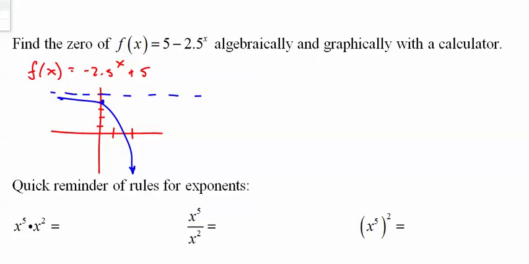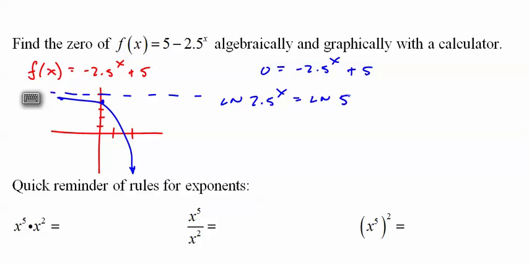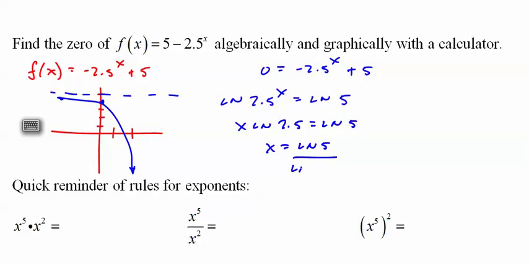We're going to get to logarithms eventually, so we might as well start now. 0 equals negative 2.5 to the x plus 5. 2.5 to the x equals 5. Take a natural log of both sides. Could have taken a log base 10, doesn't really matter. X comes down out front. Throw it in the calculator. We get about 1.76, and that's pretty close and accurate with our graph.